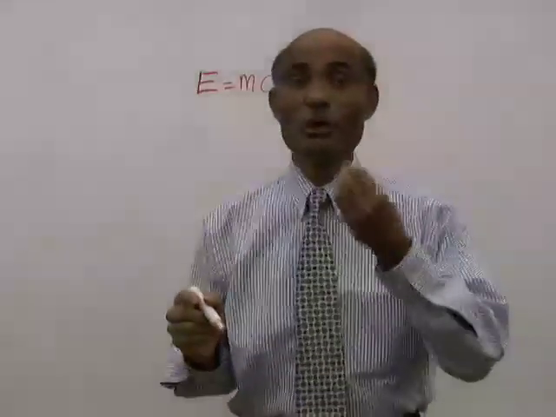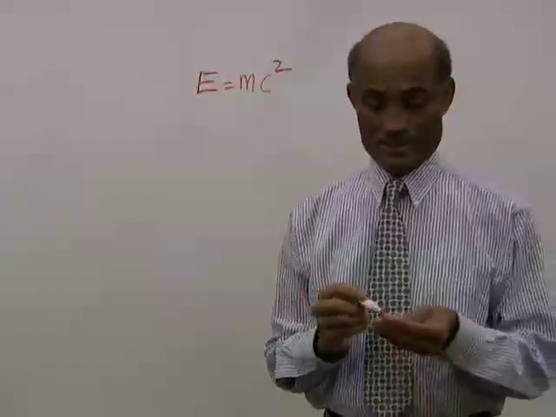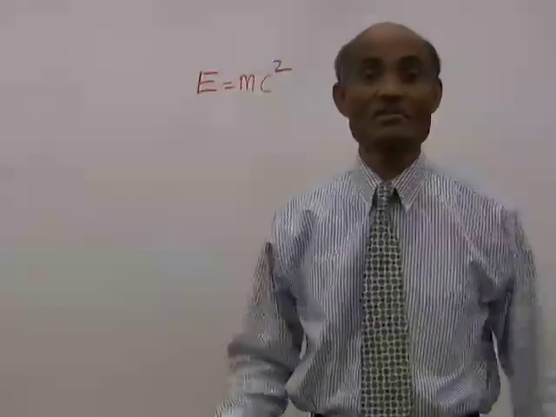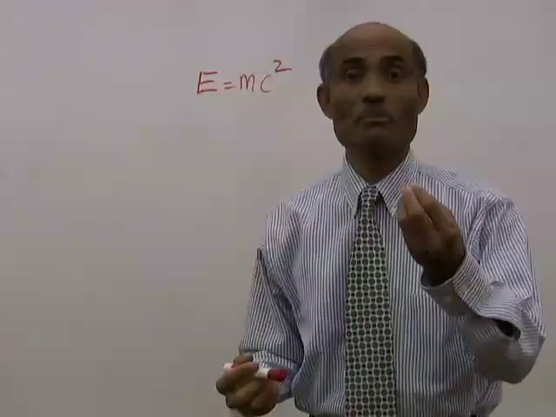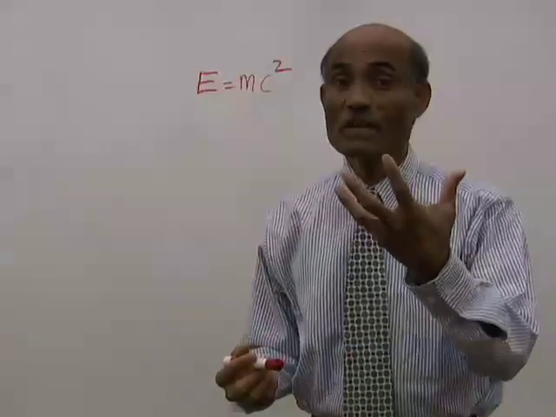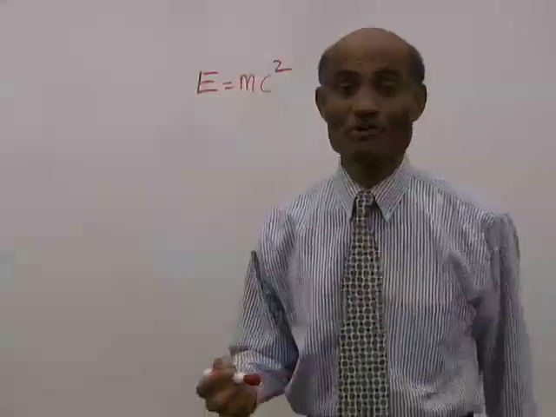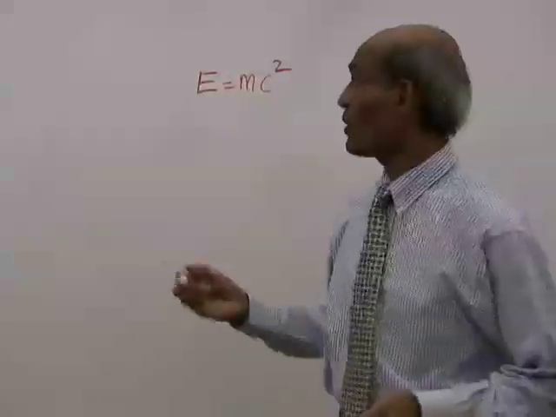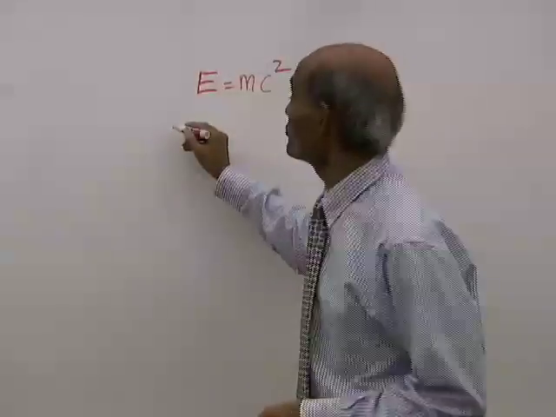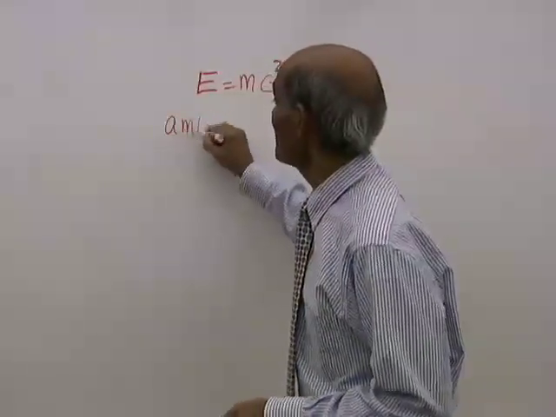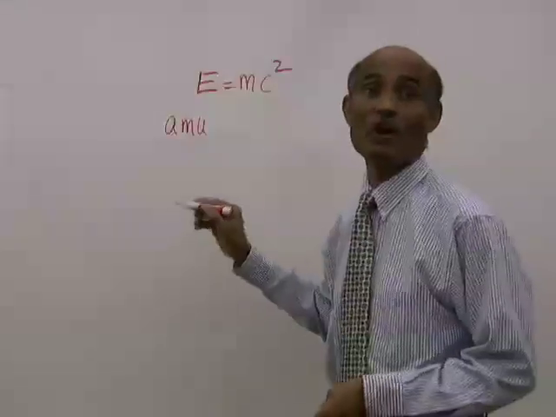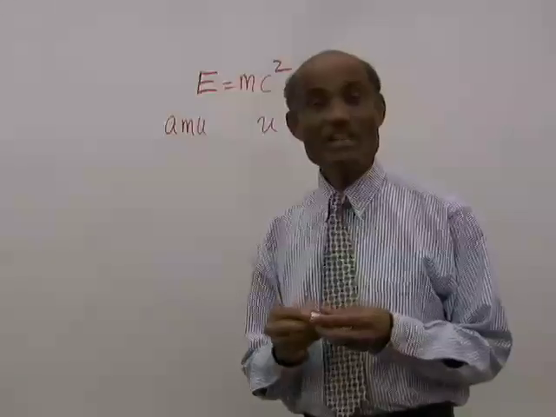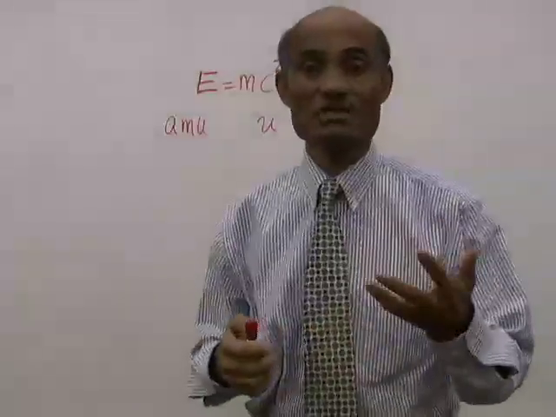Now, what is the unit for measuring mass? In the ordinary world, when we can all see and measure things easily, we use kilogram to measure mass. But when you want to measure the mass of subatomic particles, we will use a much smaller unit. It is called the atomic mass unit, AMU, or simply, very often, we will call it the unit. Now, what is an atomic mass unit?